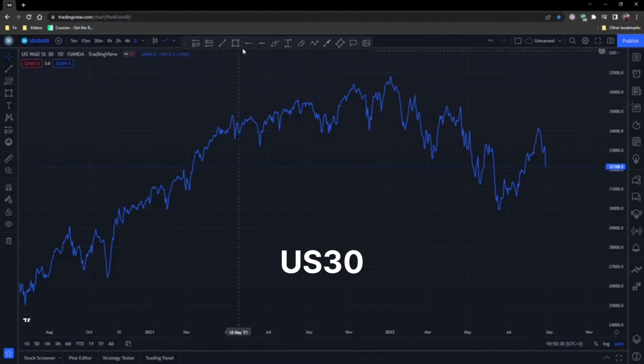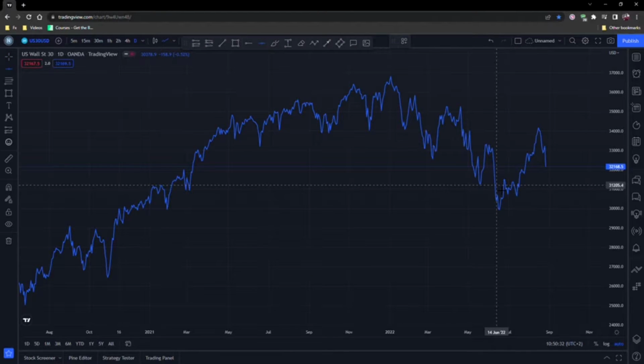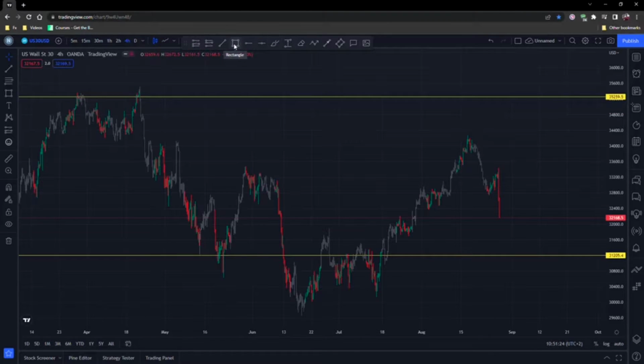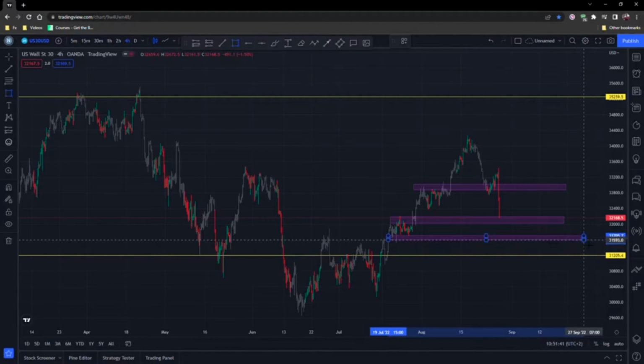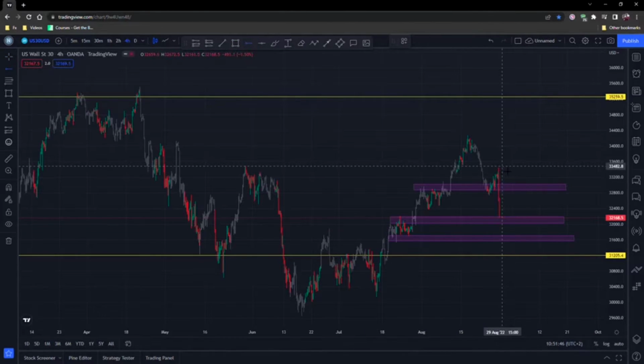Looking at US 100, we're going to plot our low, and then we're going to plot our high. Right, so on the 4-hourly chart, this is now our support area. This will be our resistance area, and then this will be another support area or a low, right? This is going to be our high. This is also going to be another high for us.